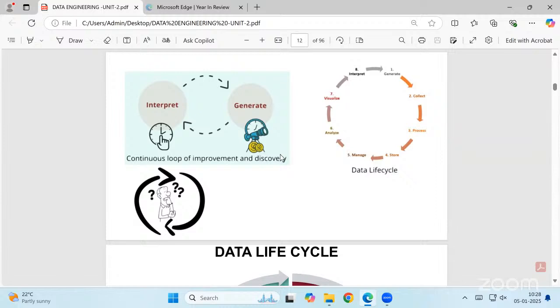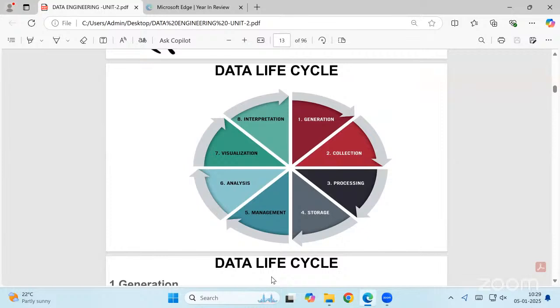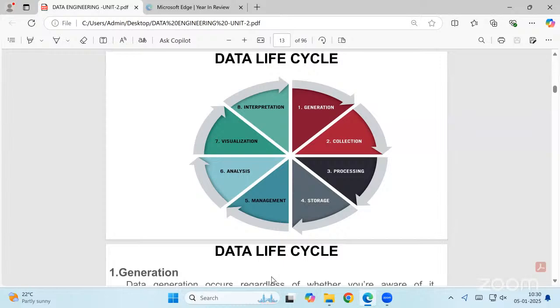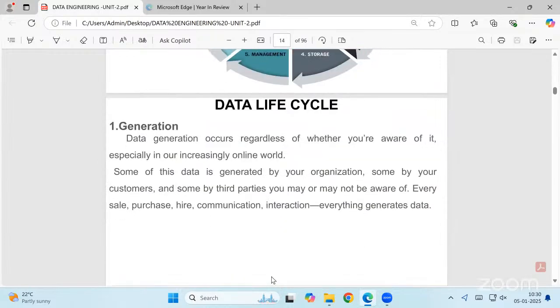So this is another way of putting the content. Same diagram, but the earlier diagrams are in visualization format. Just to get attracted to what I am saying, I put that content. Same: generation, collection, processing, storage, management, analysis, visualization, and interpretation. All these are the phases of the data life cycle. So I just put that in a text form.